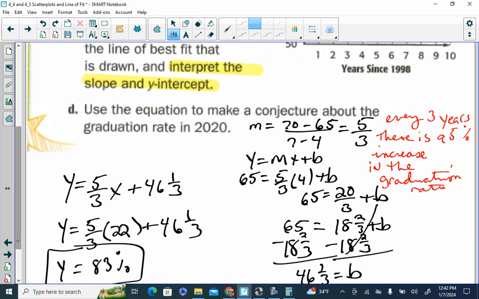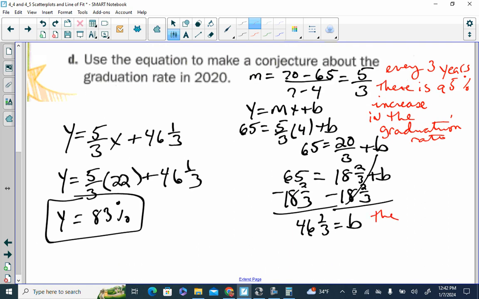Y-intercept is 46 1/3, and it means that the graduation rate was 46 1/3% when data collection began. That's not very good. When data collection began.